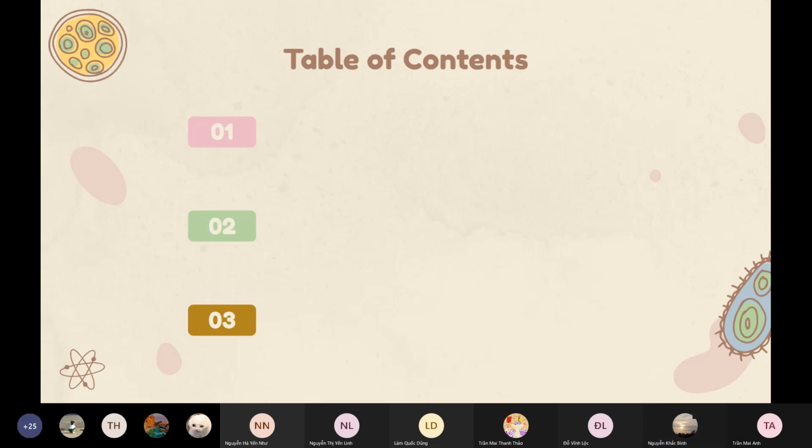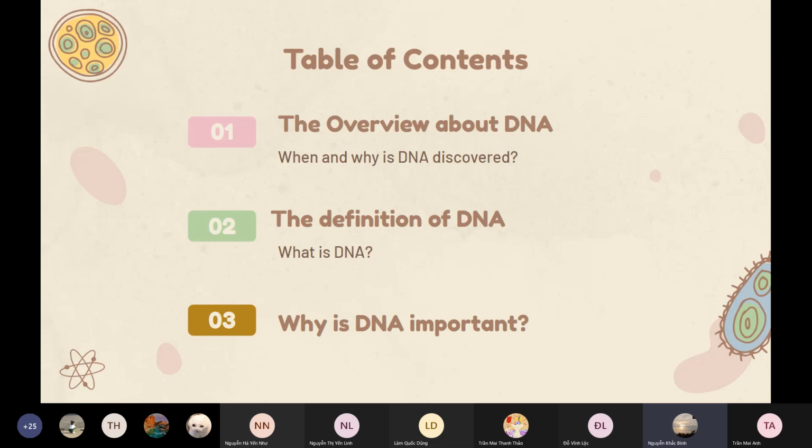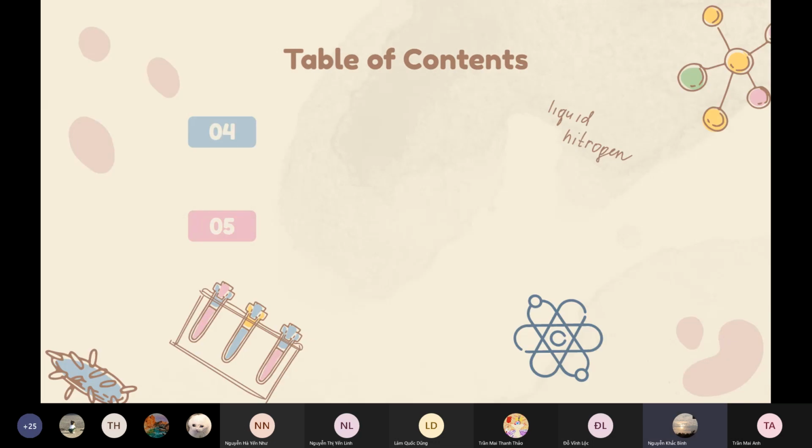In our presentation, we divide it into 5 parts. The first one is the overview about DNA. We will answer the questions when and why DNA was discovered. The second one is the definition of DNA. In this part, we will let you know what DNA is. And the third one is why DNA is important. The fourth and the fifth are more important than the other parts. They are DNA structure and the function of DNA.